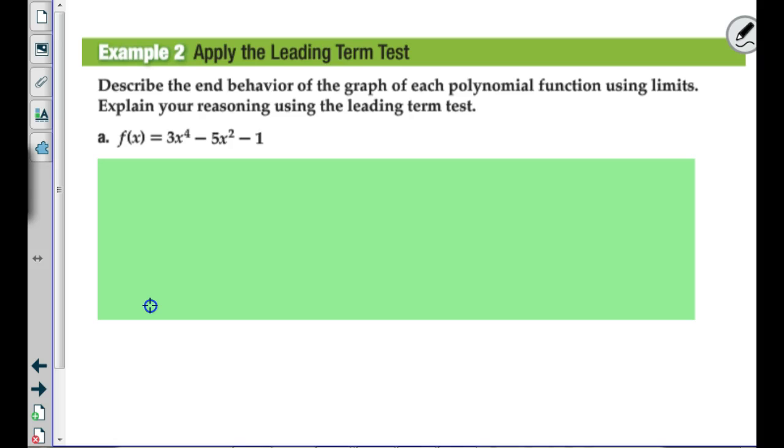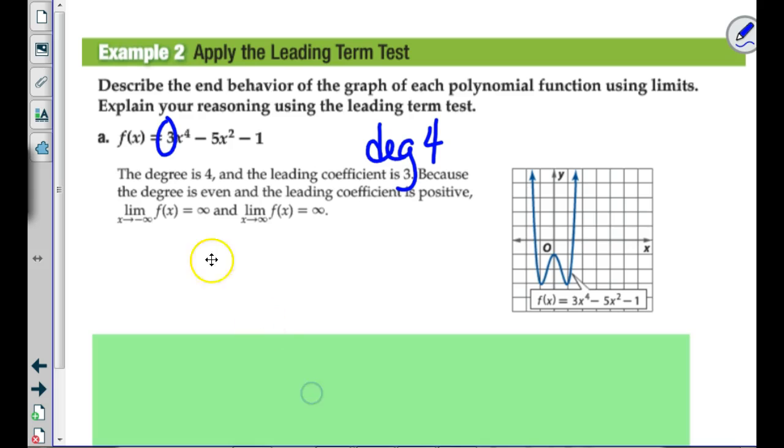So real quick, tell me same or different for this one. What's the degree? Degree 4, so it's even. So both ends are going to point the same way. What is a positive 3 going to make them do? Yep, both are going to go up, okay? Which means you'd write out just what we did for the last one, right? Both ends are pointing up.